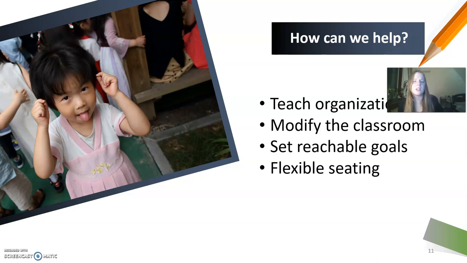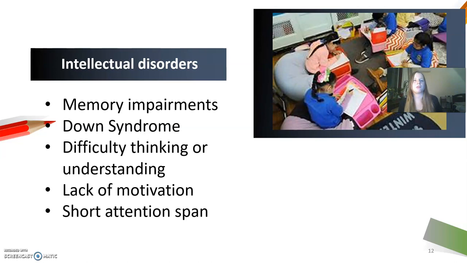Flexible seating is another really great way of doing it. If they need to sit on a ball and bounce while they're reading, let them do that. Intellectual disorders could include memory impairments, could include Down syndrome, difficulty thinking or understanding. It could lead to a lack of motivation or a short attention span. Memory impairments could include things like forgetting something that just happened, or possibly something that happened yesterday, the day before.